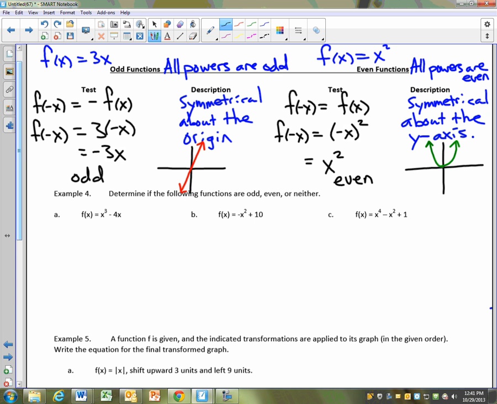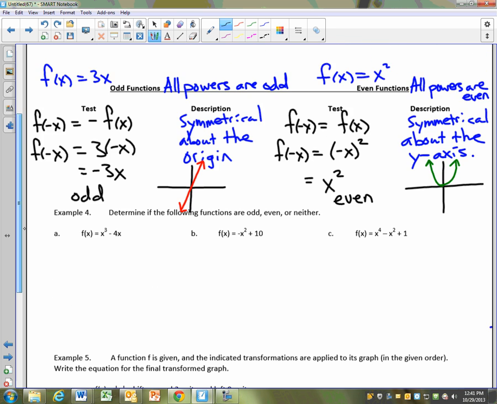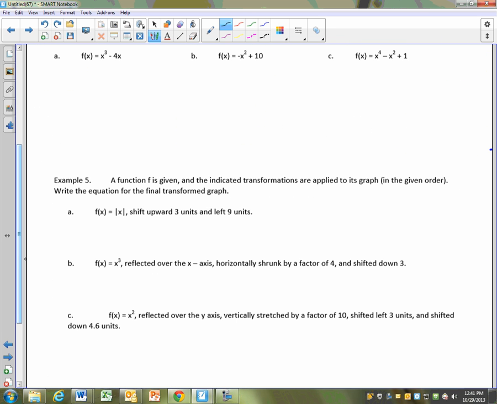Now, you don't have to write down the description every time. You don't have to write down the graph. All we're going to do is just do the algebraic test. Okay? Except I want to change one problem. Just so we end up with an example of each, I want this to be f of x is equal to x to the 4th minus x squared plus x. Okay.